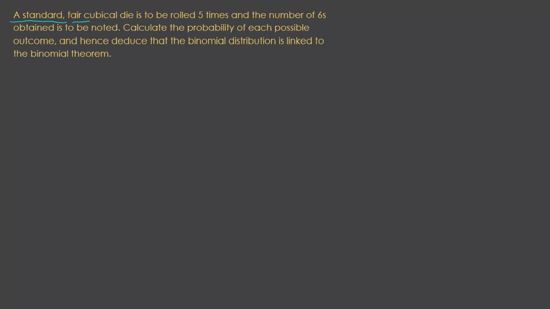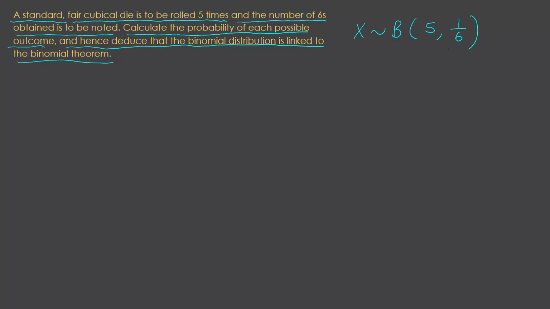A standard fair cubical die is to be rolled 5 times, and the number of 6s obtained is to be noted. Calculate the probability of each possible outcome, and hence deduce that the binomial distribution is linked to the binomial theorem. So here, if we had a random variable X, it would follow a binomial with 5 trials and a probability of success of 1/6.